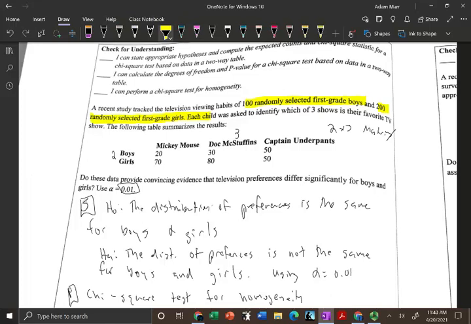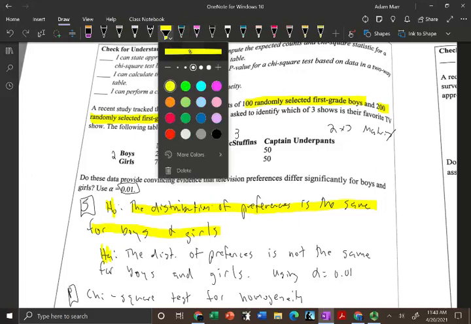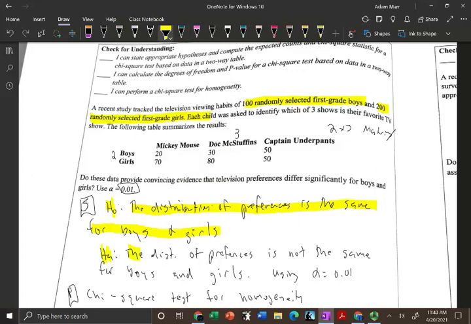We want to see if the distribution is the same or not the same. So the null hypothesis is that the distribution of preferences is the same for boys and girls. The alternative hypothesis is that the distribution of preferences is not the same for boys and girls. And we're going to use alpha equals 0.01, which was given right here.